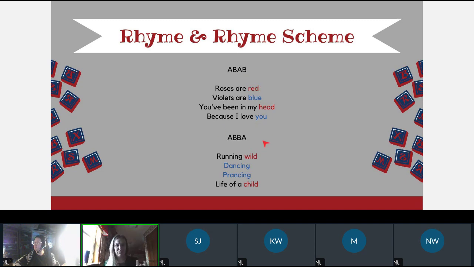And I found this one hard. I wrote this one, but I found it hard for some reason. I don't know what it was. When I read it out loud to myself, it didn't sound right. But you see the A's are the first and fourth, so they're on the outside like the sandwich, like the bread. And then inside the bread are the two B's. So: running wild, dancing, prancing, life of a child. The last lines rhyme and the middle lines rhyme.